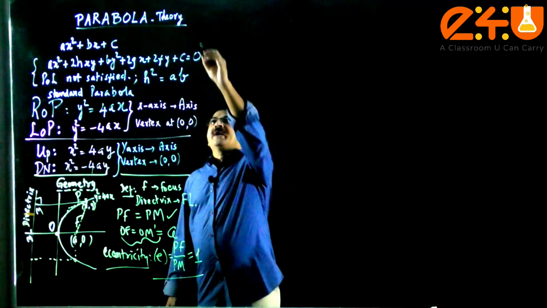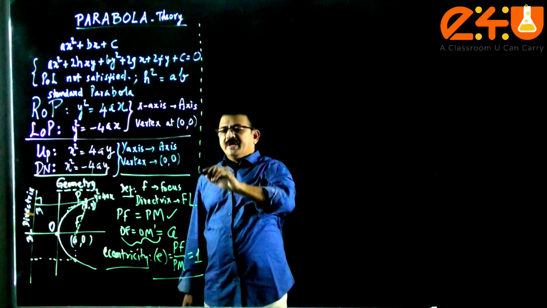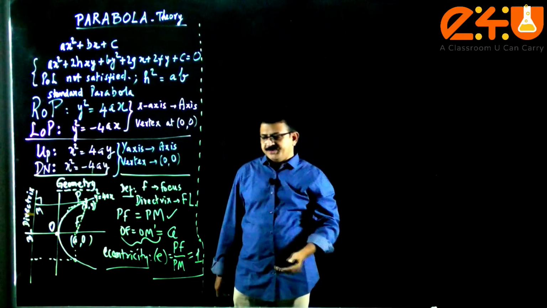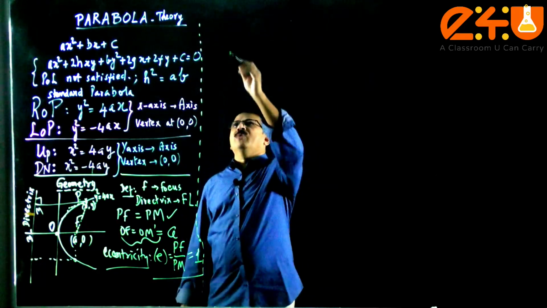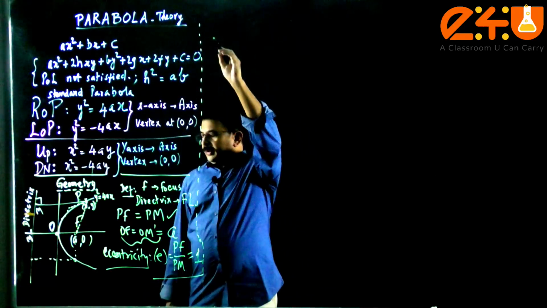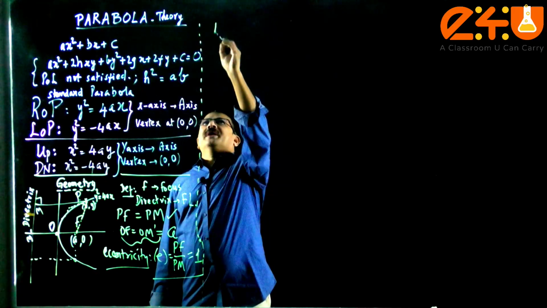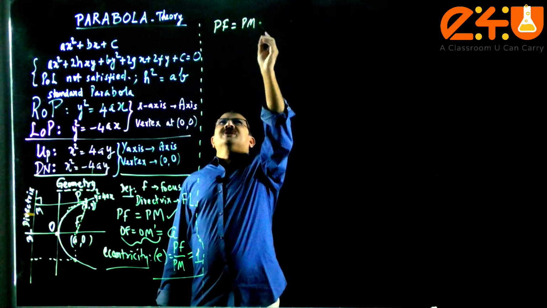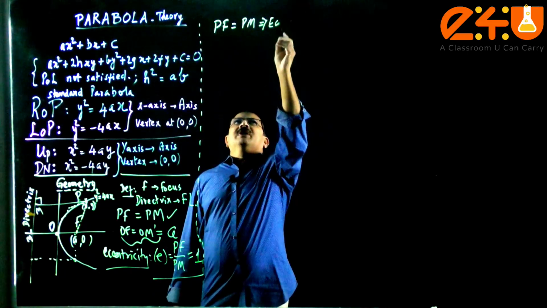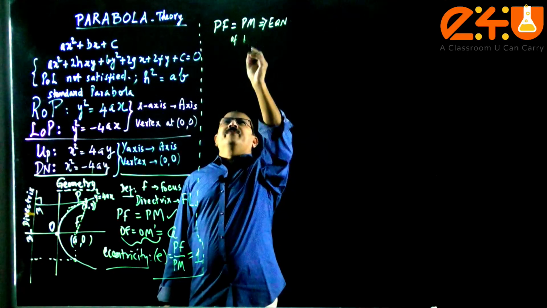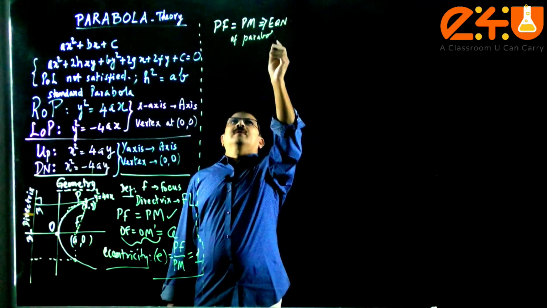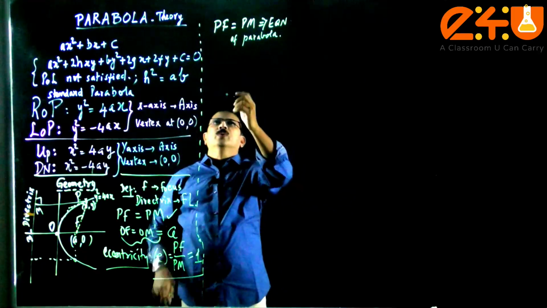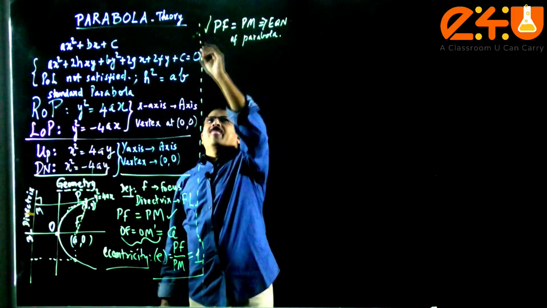Under different circumstances, we give different names to the curves. We will see when we move on to those curves. So right now, understand that PF by PM is equal to 1 for a parabola. The general equation, let me tell you, PF equal to PM itself is the general equation of a parabola. Let us see how to utilize this condition.